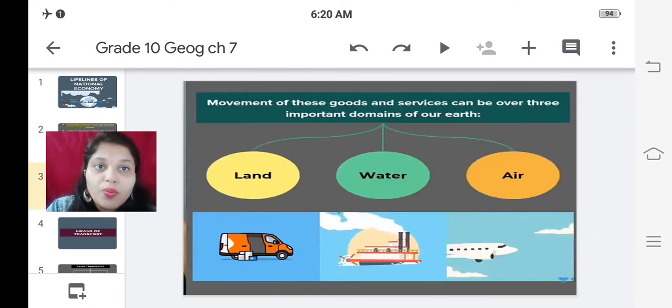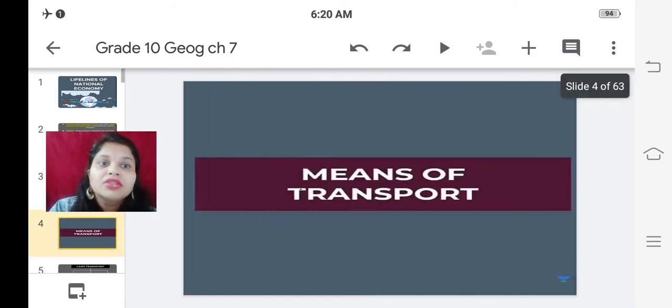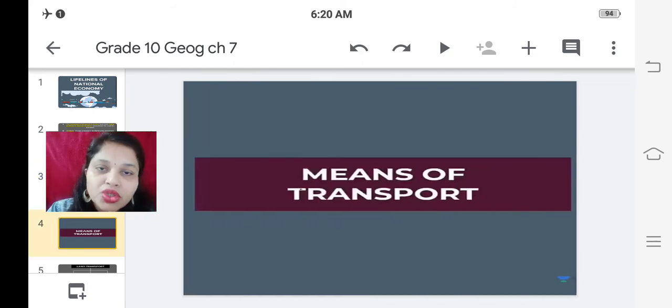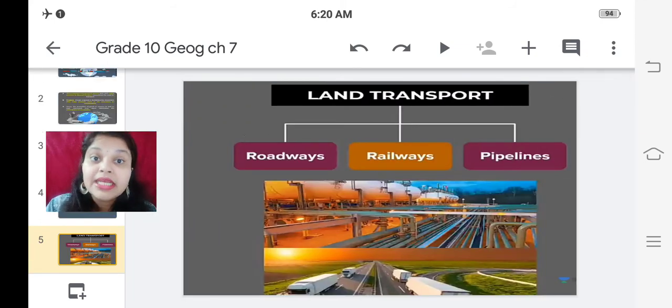Movement of these goods and services can be over three important domains of our earth. So this transportation takes place in three modes or three means. We call them means of transport. It is through land, water or air. So land, water and air become means of transport. We transport goods on the road, we transport goods on waterways, or we transport goods in airways, right? So we are going to study them in detail one by one.